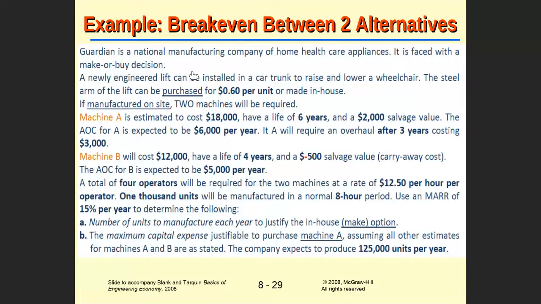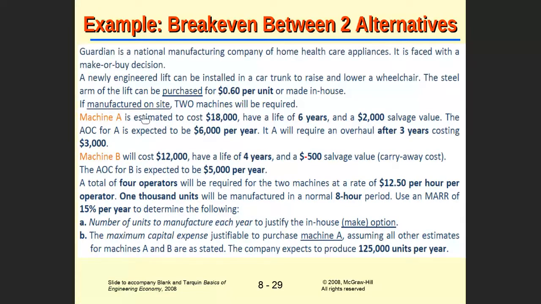A Guardian is a national manufacturing company of home health care appliances. It's faced with a make or buy decision. So either they make this equipment or they buy it. A newly engineered lift can be installed in a car trunk to raise and lower the wheelchair. The steel arm of the lift can be purchased for 60 cents per unit, made in-house. So this is if you have decided to make this in-house.